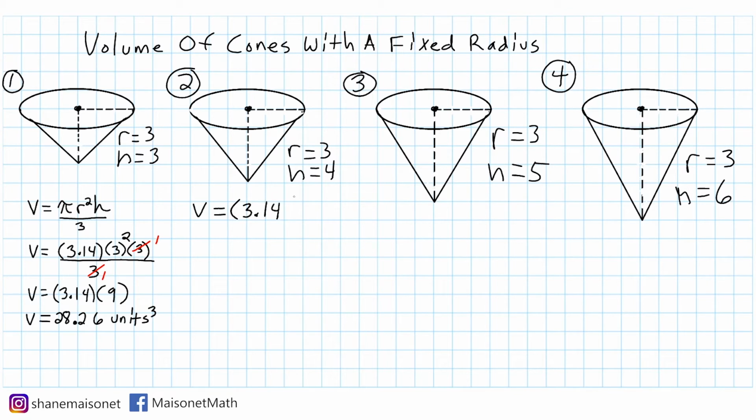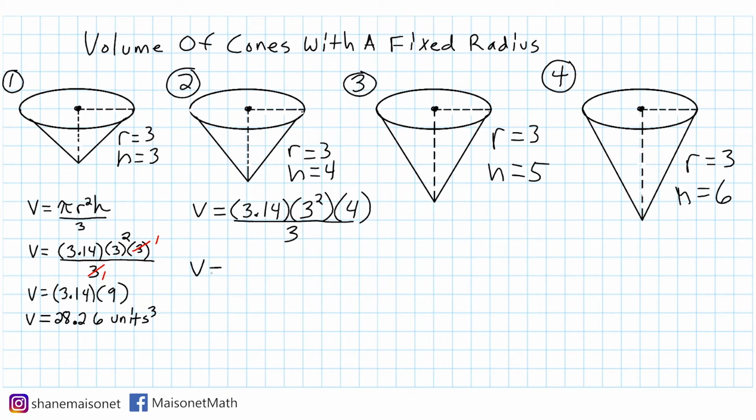3.14 times the radius is still 3, and we are squaring the radius, okay? But this time our height is 4. And we have to divide all of this by 3, okay? All of this by 3. Now, with the previous problem, the height was 3, so we were able to cancel this number with this number, but we can't cancel the 4 with the 3 because they don't have any common factors that will reduce these numbers, all right? But here's what we can do. Let's go to the next step and do this.